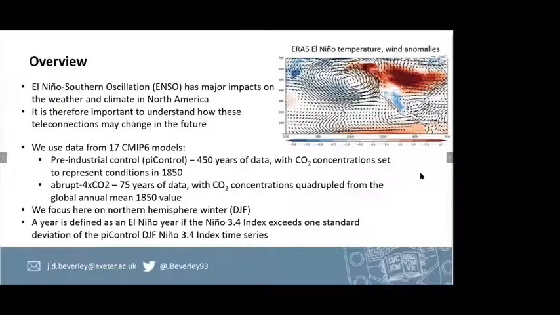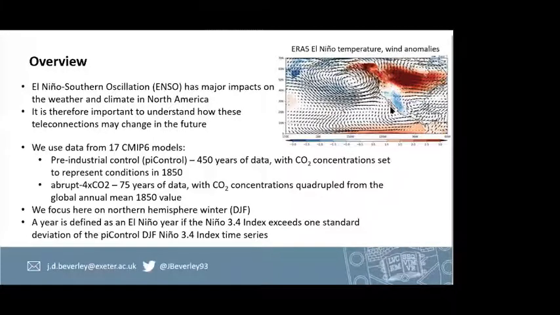In the present day, El Nino has a major impact on the weather and climate of North America. This plot shows the surface temperature and 850 hectopascal wind anomalies associated with El Nino years in the ERA5 reanalysis data set. You can see that in El Nino years you have an anomalous Aleutian low, and this cyclonic circulation acts to advect warmer air across much of North America, resulting in positive temperature anomalies across much of the continent. As El Nino has quite an important impact on the weather in North America, it's important to understand how the teleconnection may change in the future.